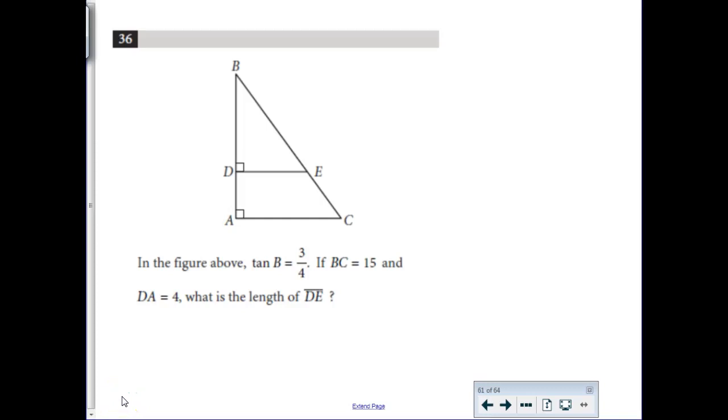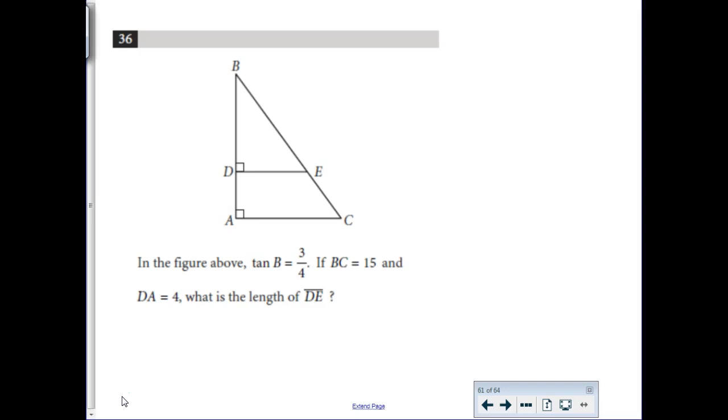So 36 is on the calculator section, so do keep that in mind, but we actually don't need a calculator for this one at all. What we do need is a little bit of knowledge of our trig ratios. Now, this question is a little more complicated than just your basic trig SOHCAHTOA question.